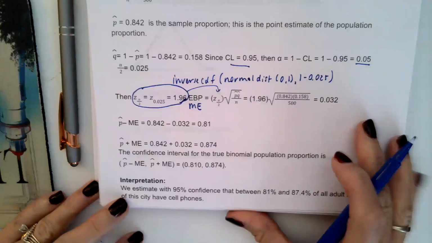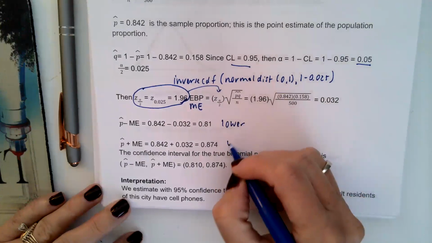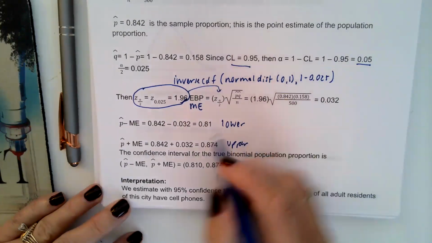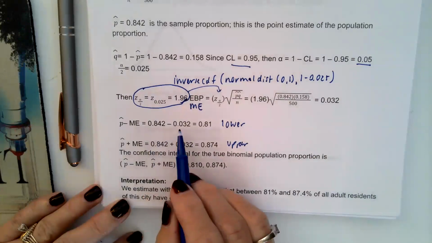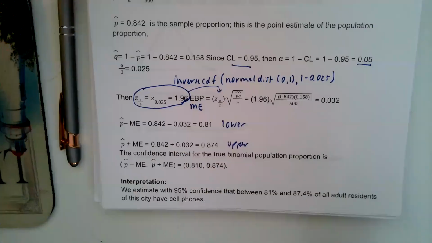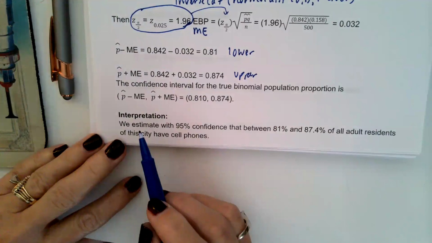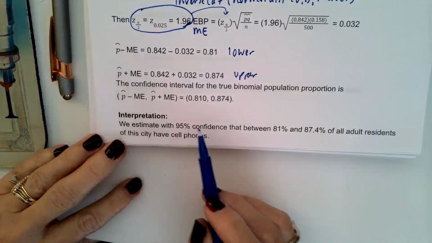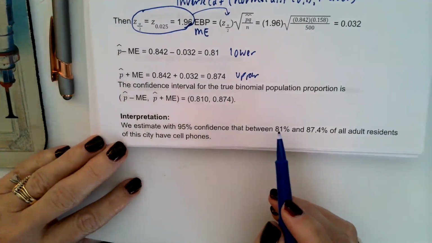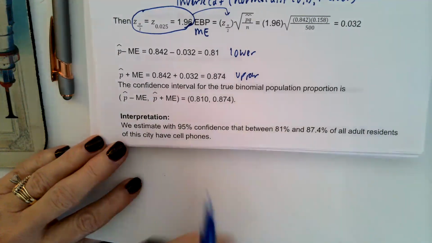So to find our lower and upper boundaries of the confidence interval, we take our p hat and subtract our margin of error, and then our p hat and add our margin of error. And then we have our interpretation. We estimate with 95% confidence that between 81% and 87.4% of all adult residents of this city have cell phones.